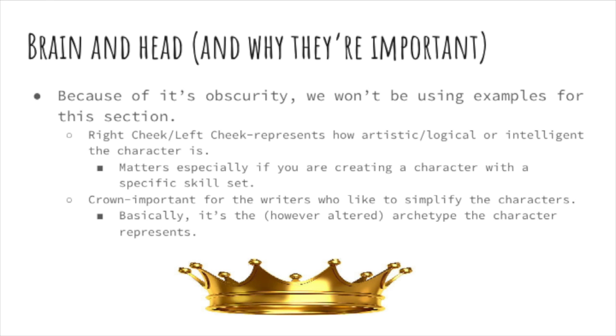Now, because of its obscurity, I won't be using examples here. The right cheek and left cheek represents how artistic, logical, or just straight up intelligent the character is. It's especially important if you're dealing with a character with a very specific set of skills. Now, the crown is important for writers who like to simplify their characters. Like, that's the next step up, that's the top of the character tree. Which is basically the archetype, however altered, that the character is. So like hooker with a heart of gold, that could be one, don't look that up.